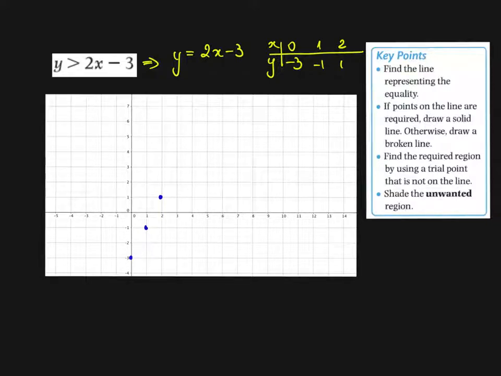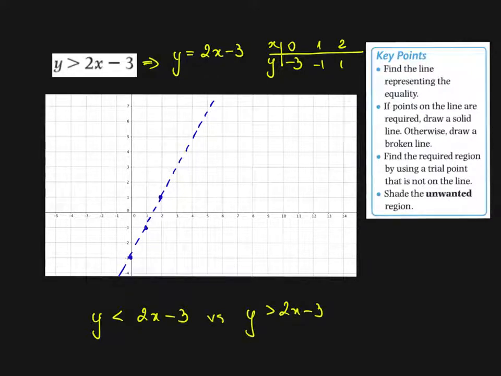So now I need to draw the line by joining the points with a dotted line, because y should be bigger and not bigger or equal than 2x minus 3. I now need to decide which one is a good region. In one of the regions, y will be smaller than 2x minus 3, and in another, y will be bigger than 2x minus 3. So which one is my right region?